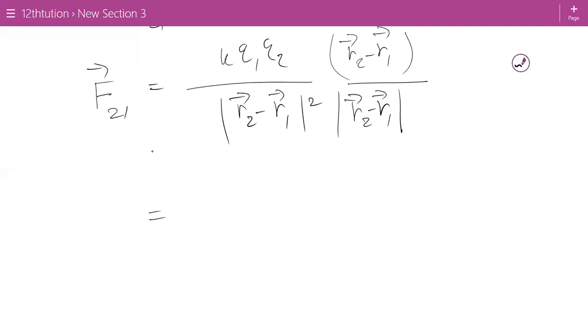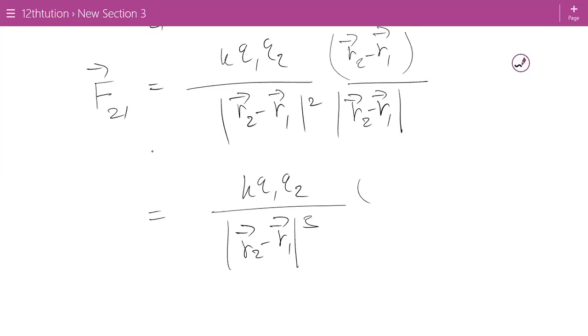So K Q1 Q2 divided by the mod of R2 vector minus R1 vector cubed, multiplied by R2 vector minus R1 vector. That will be the force on the second charged particle due to the first charged particle, and that is the vector notation of Coulomb force.